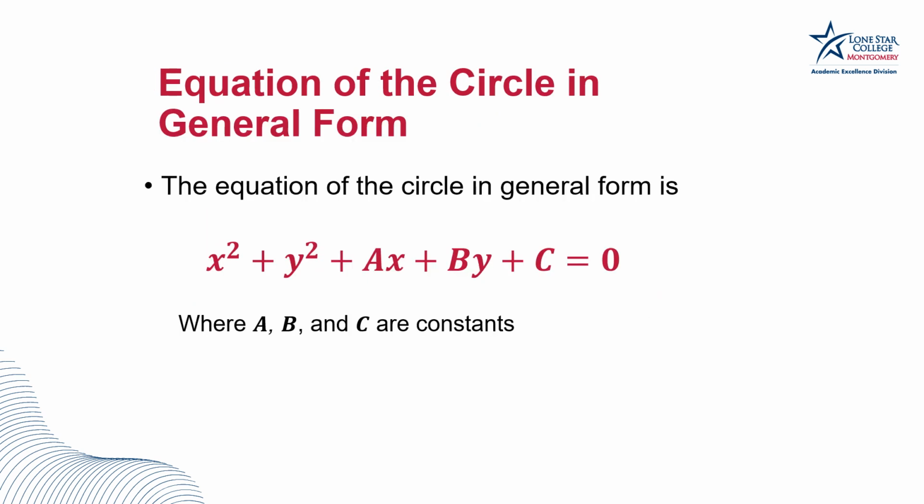There are some instances where your circle equation isn't in the more obvious center radius form. Sometimes it might be in what's called the general form. The general form states we have x squared plus y squared plus ax plus by plus c equals 0, where a, b, c are constants. So you might be asked to convert from the general form back into the center radius form. Let's talk about how we do that.